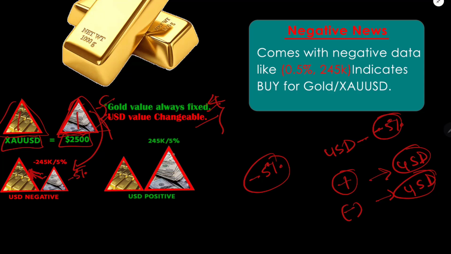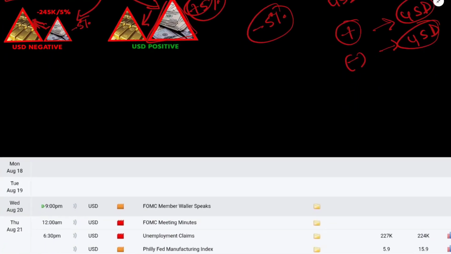Okay, and same thing for the other one. If plus 5% data comes for the USD, we will add 5% to this amount. In that case, the USD amount is bigger than the gold amount, so gold is smaller than USD, and that's why we will sell gold. I hope you understand this basic thing, and let's get back into the economic calendar.